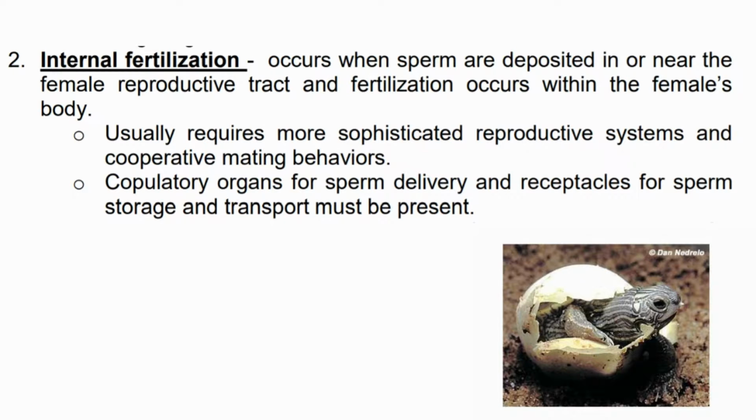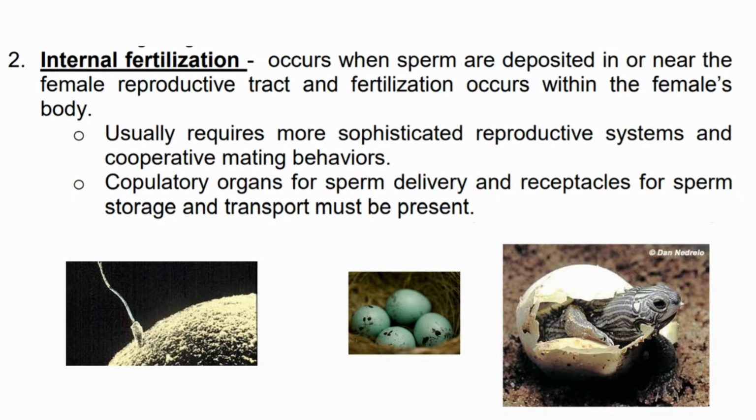Internal fertilization occurs when sperm are deposited in or near the female reproductive tract and fertilization occurs within the female's body. It usually requires more sophisticated reproductive systems and cooperative mating behaviors. So that concludes the mechanisms of sexual reproduction.